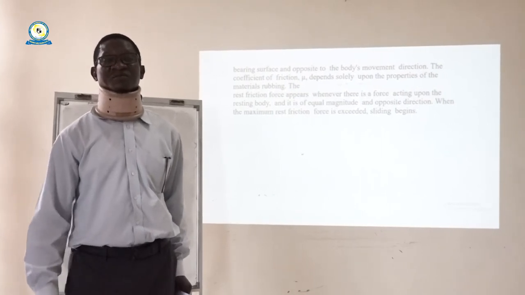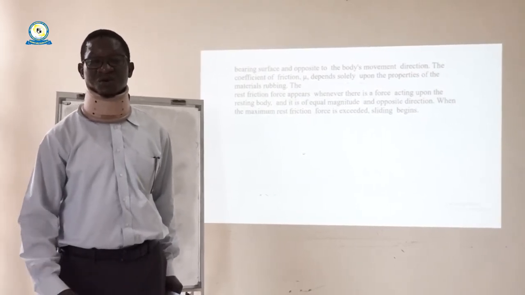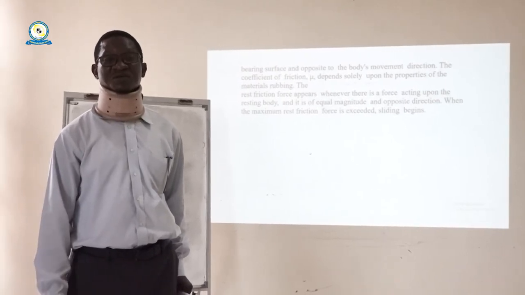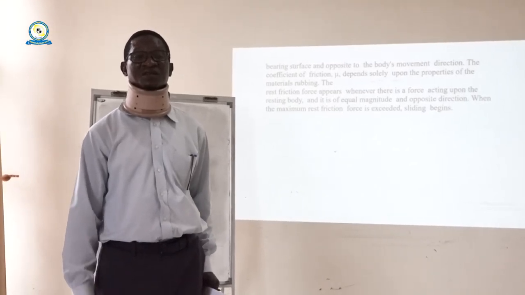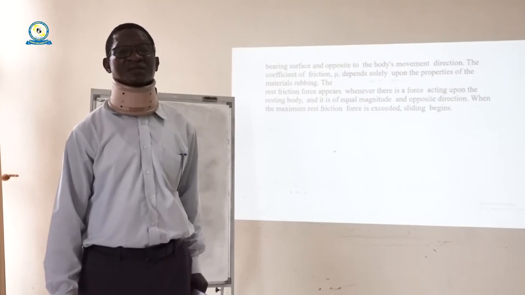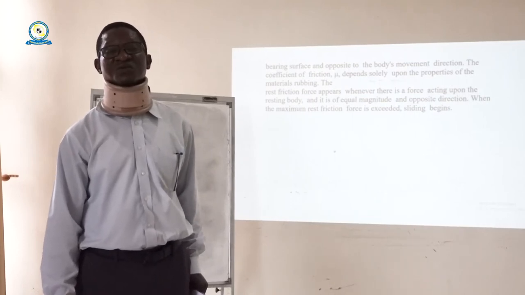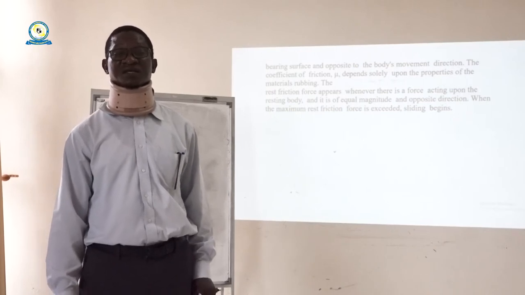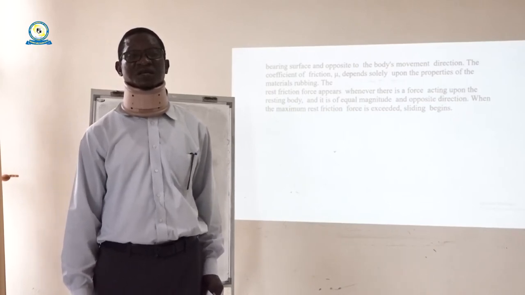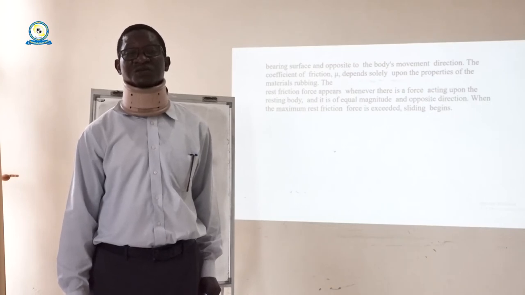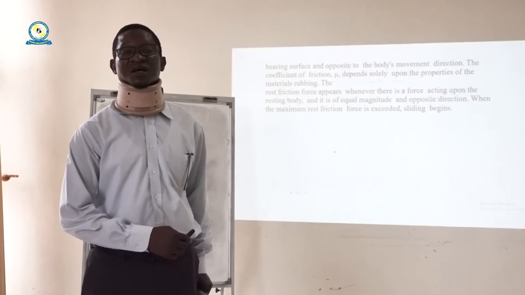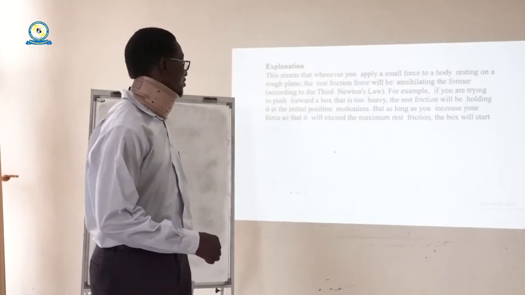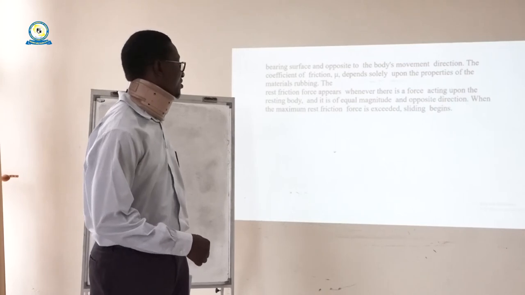Wood, rocks, metals, different metals have different surfaces. This value is given in the calculation. The rest friction force appears whenever there is a force acting upon the resting body, and it is of equal magnitude and opposite direction. When the maximum rest friction force is exceeded, sliding friction begins.